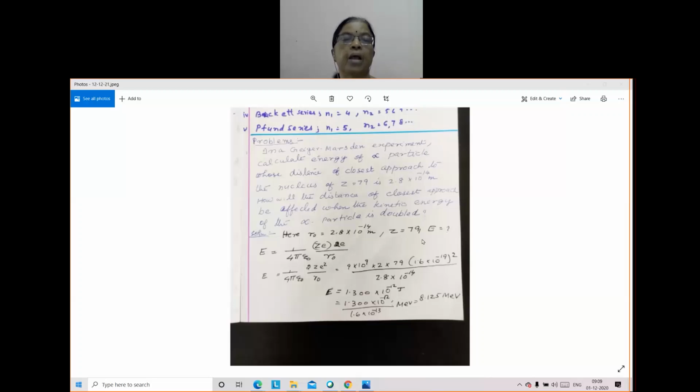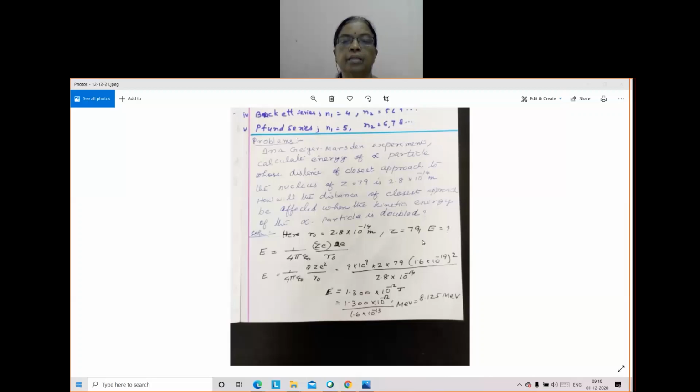How will the distance of closest approach be affected? So you should know the formula for that, the distance of closest approach and energy relation. We know energy E equals 1 by 4 pi epsilon 0 into Z times 2e squared by R0. Then from that E can be calculated. Substitute all the values. e means the charge of protons inside the nucleus, that is 1.6 × 10^-19. Z is the atomic number. So substitute that in the formula and calculate, and the answer is found to be 1.300 × 10^-12 joule. We get the answer in SI system, joule.